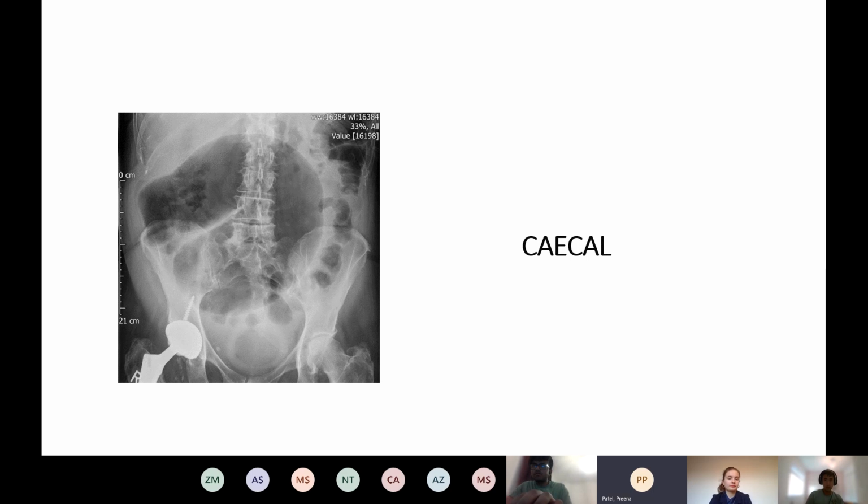So this is cecal. So again, Nicole, yeah, exactly. If you follow the white line in the middle of this big round black thing, it starts in the right lower quadrant and then it goes diagonally up. So right lower quadrant, that's cecal.